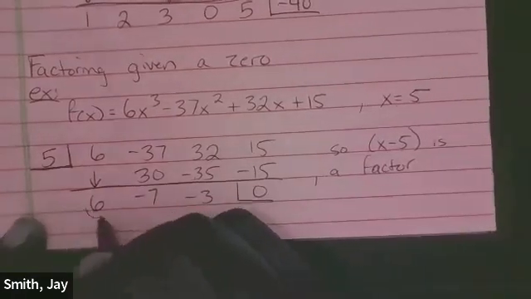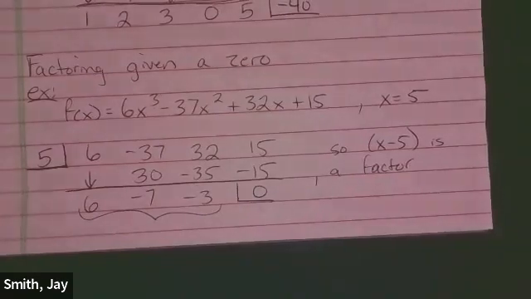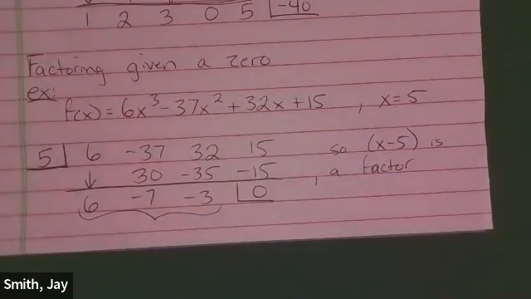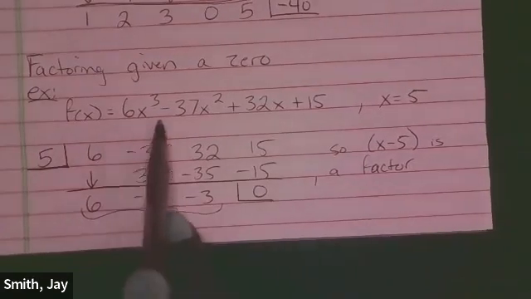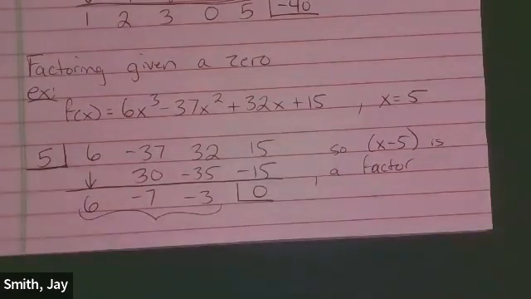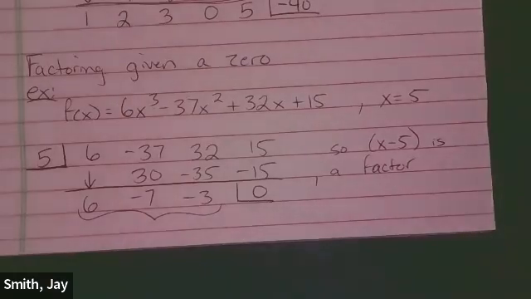Which means that this 6, negative 7, negative 3 represents the polynomial 6x squared minus 7x minus 3. That's what we'll have to multiply x minus 5 by to get back to our original polynomial f of x. All right, so at this point, we have our factor x minus 5, and we can multiply by our quotient, which we just found to be 6x squared minus 7x minus 3.